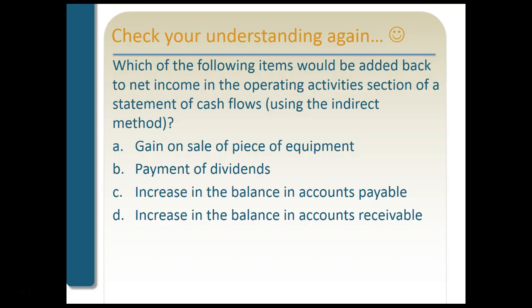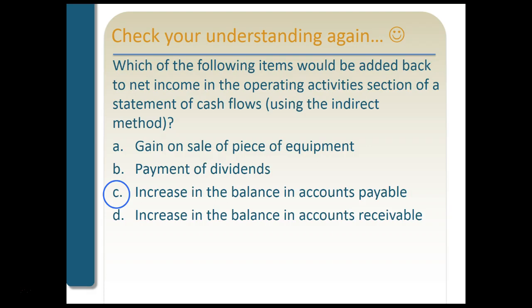Let's look at a question here. Which of the following items would be added back to net income in the operating activities section of a statement of cash flows using the indirect method? Would it be a gain on sale of a piece of equipment? No, remember that gain increases our net income, therefore we'd want to subtract it. Payment of dividends? No, that's a financing. Increase in the balance of accounts payable or increase in the balance of accounts receivable.